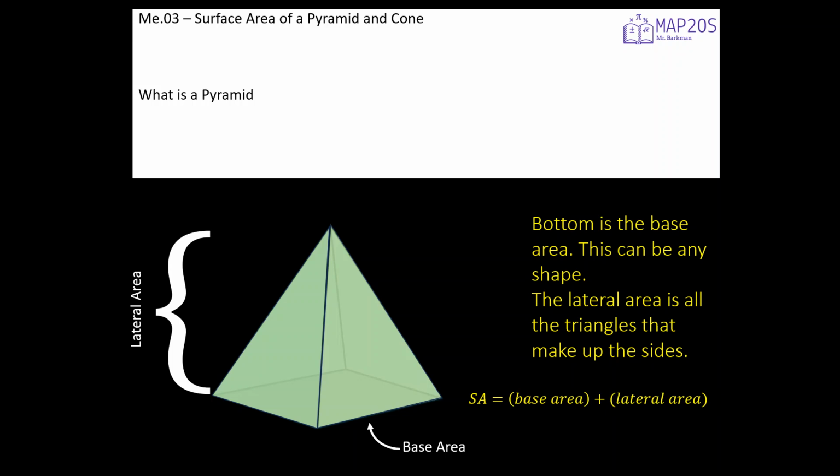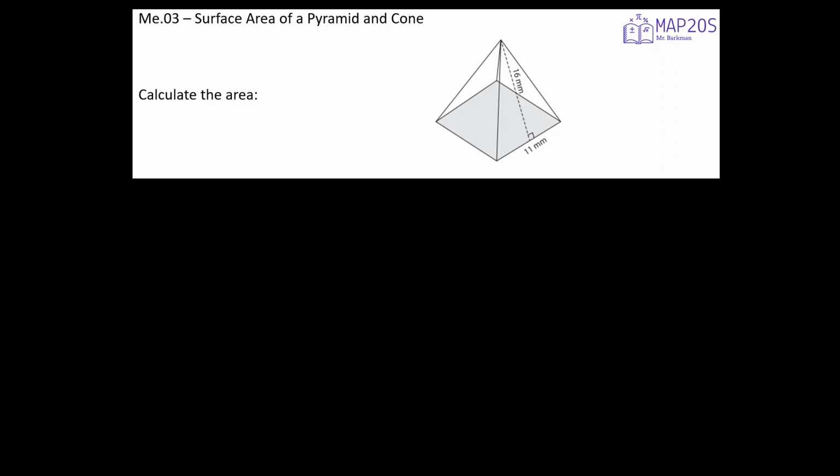Now, let's go through, I'm going to do one example with you. I'd like to do this example of how do we find the area or the surface area of this pyramid. Looking at this pyramid, we're going to notice that we have a square-based pyramid, and it has a base length of 11 millimeters. And then you'll see there is a dimension of a slant height, which is 16 millimeters.